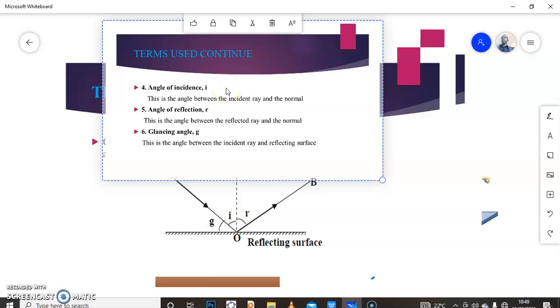Then the other terms: we have the angle of incidence, which we denote with small i. This is the angle between the incident ray and the normal. Then the angle of reflection is denoted with small r, and that is the angle between the reflected ray and the normal. And then the glancing angle G is the angle between the incident ray and the reflecting surface, just as you can see on the diagram here. The diagram is self-explanatory.